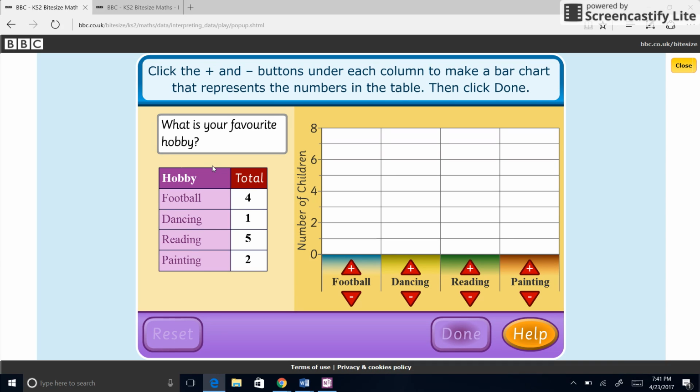Frequency tables are one way, bar graphs are another. There's also pictographs and a couple of other ways that you can show data. But for right now, we're going to focus on bar graphs. So let's look at the totals of each hobby that we have.